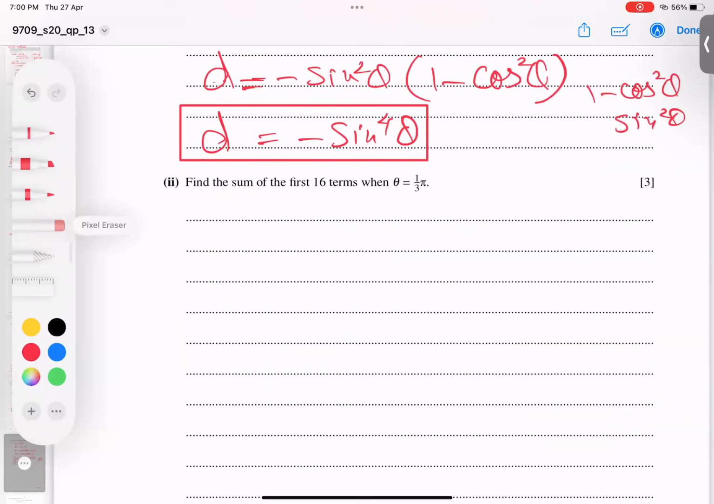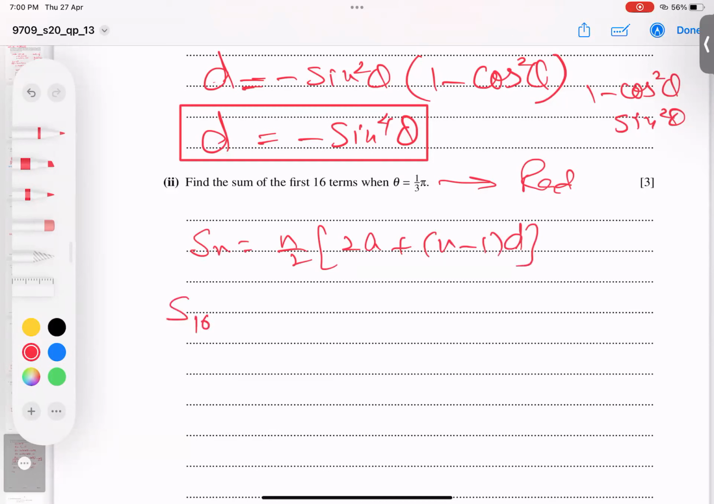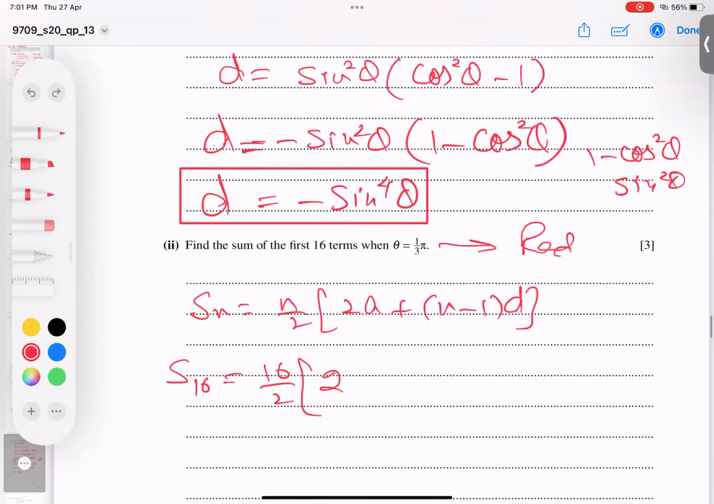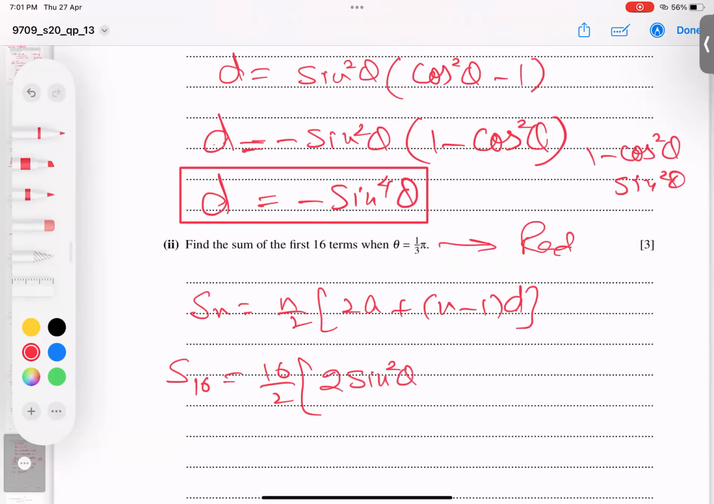The sum of the first 16 terms. Again, I tell you one thing: because he has given pi, you must convert into radians. Make sure to convert your calculator to radian mode. The sum formula is n by 2 times 2a plus n minus 1 times d, and I'm looking for 16 terms. So I plug in 16 in place of each n. And what is the first term, students? Sine square. So I'm copying sine square theta in place of a, and the common difference is minus sine 4 theta, sorry, not square.